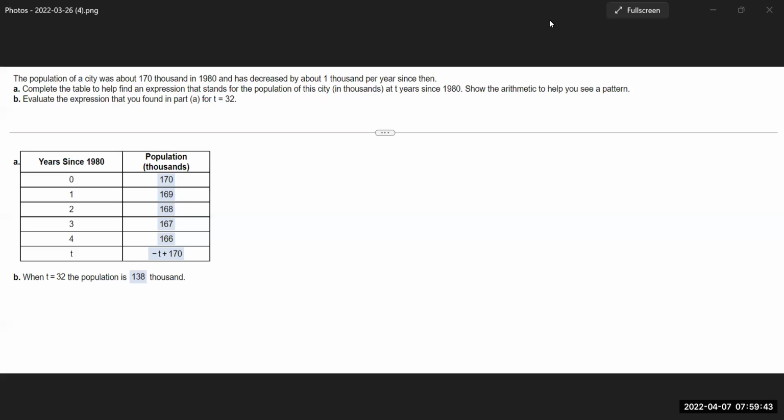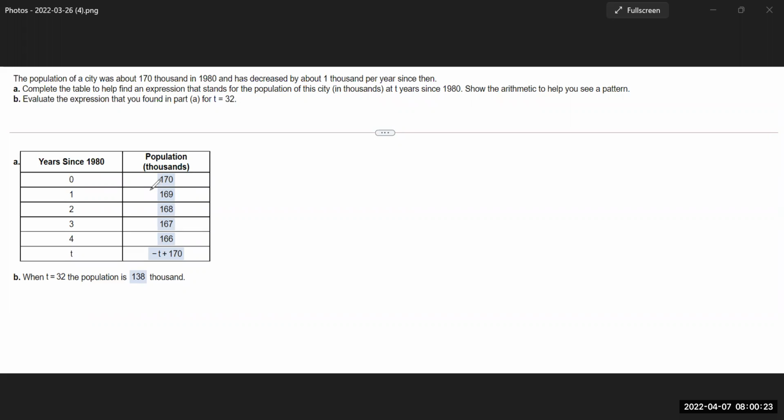Okay, here we go. So we have another linear modeling problem here. Now, the population of a city was about 170,000 in 1980 and has decreased by about 1,000 per year since then. A, we want to complete this table to help find an expression that stands for the population of this city in thousands at T years since 1980. Show the arithmetic to help see a pattern.